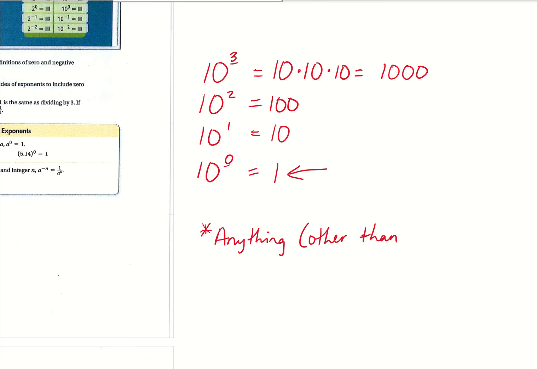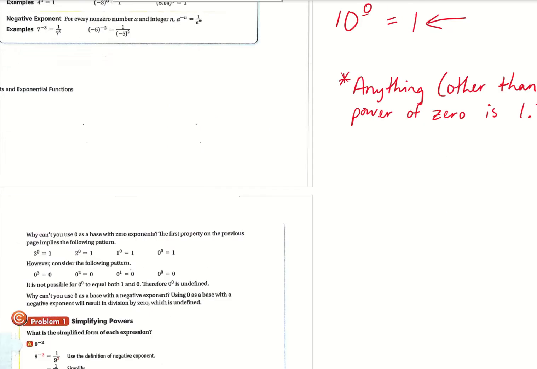You can just write this with me. Anything other than 0 to the power of 0 is equal to 1. That's a good thing to be aware of and to know as we move forward. If you need to pause the video to finish writing this down, you can. I'm going to go ahead and move on.